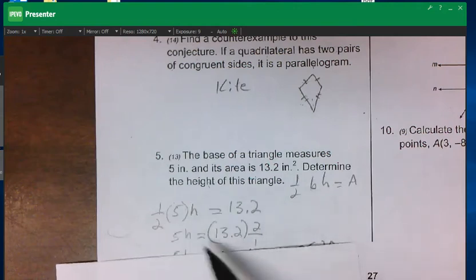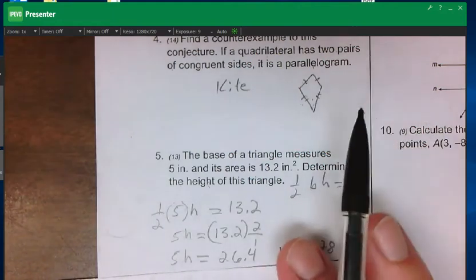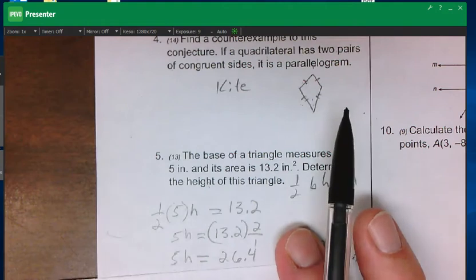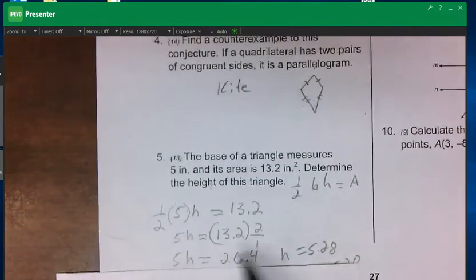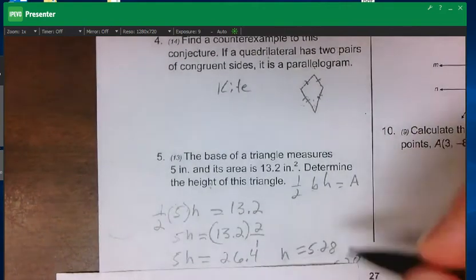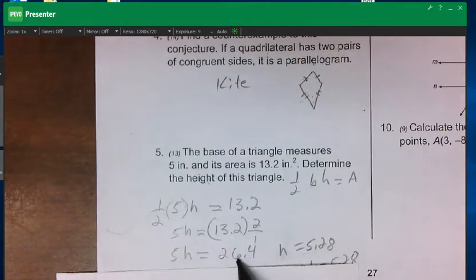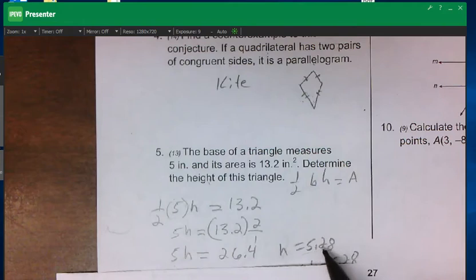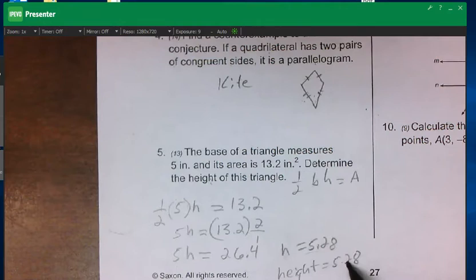We'll multiply that, and you get 5h equals 26.4. And then we're going to divide both sides by 5. When you do that, you get h equals 5.28. So both sides need to be divided by 5. So the height is 5.28. If you plug that back in, this times 5 divided by 2, you're going to get 13.2.